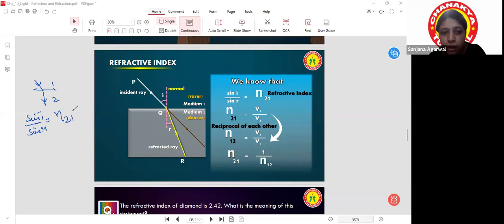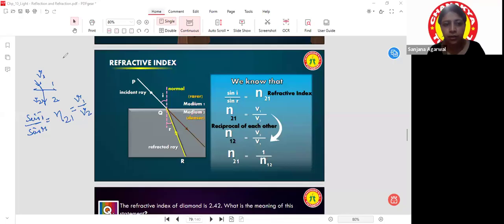Okay, there is one more formula. If we know the speed of light in the two mediums, let's say this is V1 and this is V2, then the speed of light in medium 1 to the speed of light in medium 2 will also give us the value of the refractive index of the second medium, the medium in which the light is entering, with respect to the first medium.